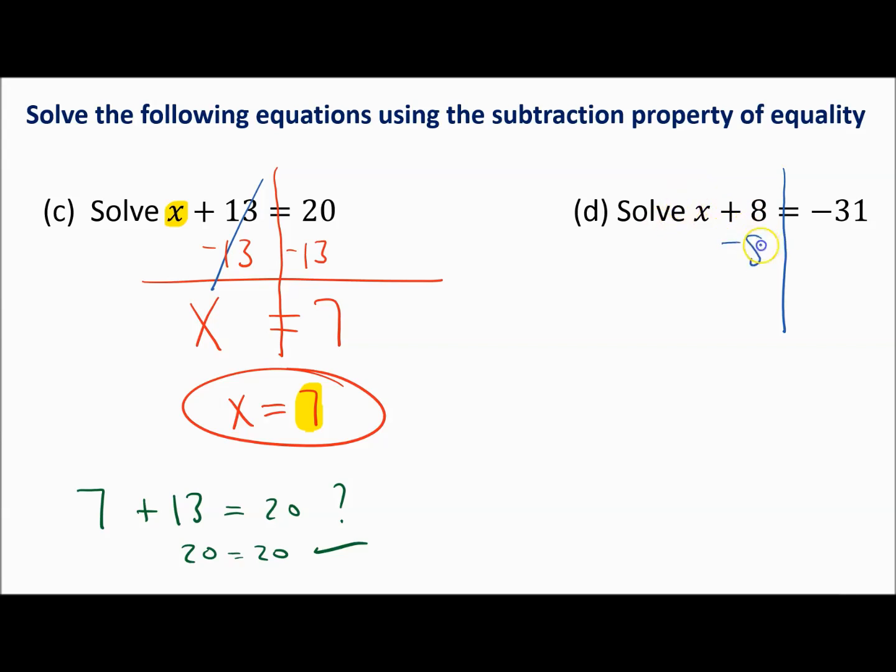So I'm going to subtract 8, because the opposite of adding 8 is subtracting 8. I want to do that on both sides of the equation. If you'll notice, this plus 8 and minus 8 cancel each other out. On the left, I'm left with x, and that's the only thing left. Equals stays lined up. Now here we're doing negative 31 minus 8.